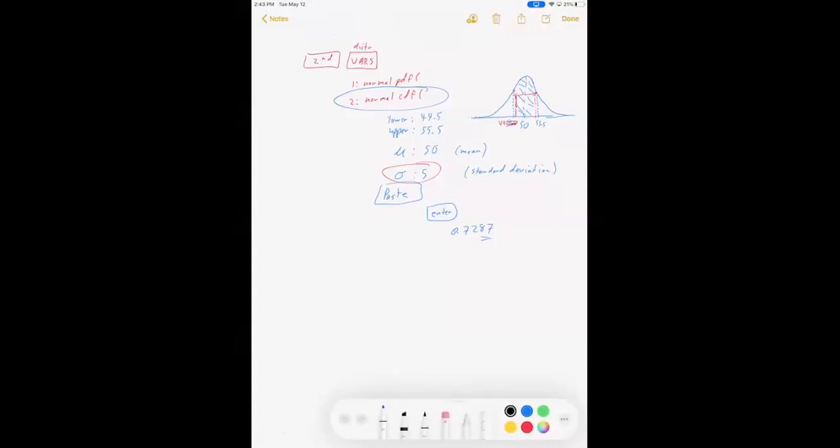So we can put in second VARS. Distribution is what you're actually picking, the second function over the VARS key. You want to choose the normal CDF. This time, after you choose normal CDF, we want our lower limit. Remember, that was the 72 inches. That's the 6 foot mark.